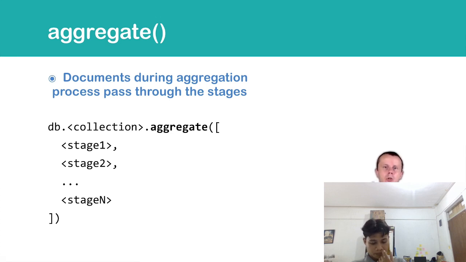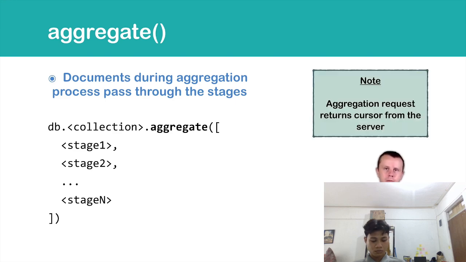At the beginning, all documents in the collection are passed to the stage 1. Then those documents are processed in this stage, and result of processing is passed to stage 2. Stage 2 takes those documents from the stage 1, performs its operation, and then passes to the next stage, and so on. When last stage ends its operation, results are returned back to the client. And those results are returned as a cursor. We have talked about cursor before and will not repeat it here.